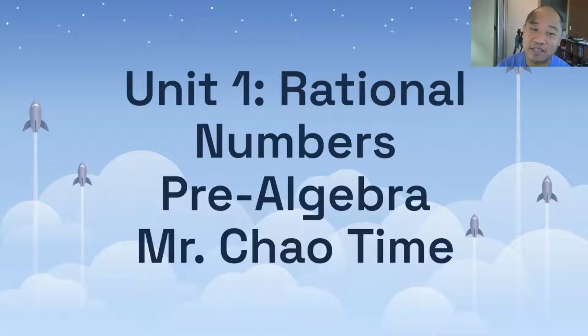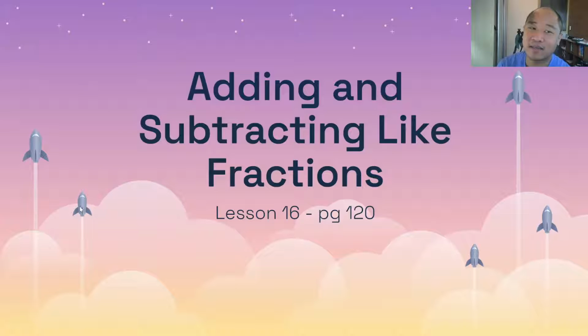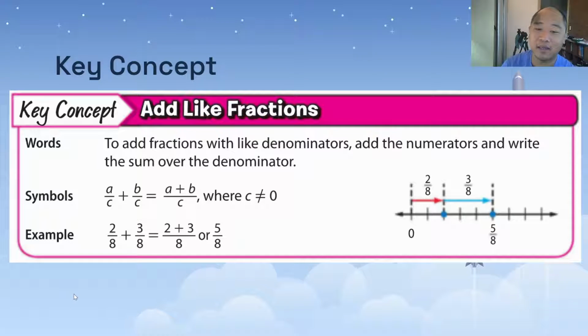Pre-algebra, Mr. Chow time, adding and subtracting like fractions. Let's try to keep this one short. This is lesson 16, page 120. When you're adding and subtracting fractions that are like fractions, and a like fraction is just a fraction that has the same denominator, then all you do is add across.